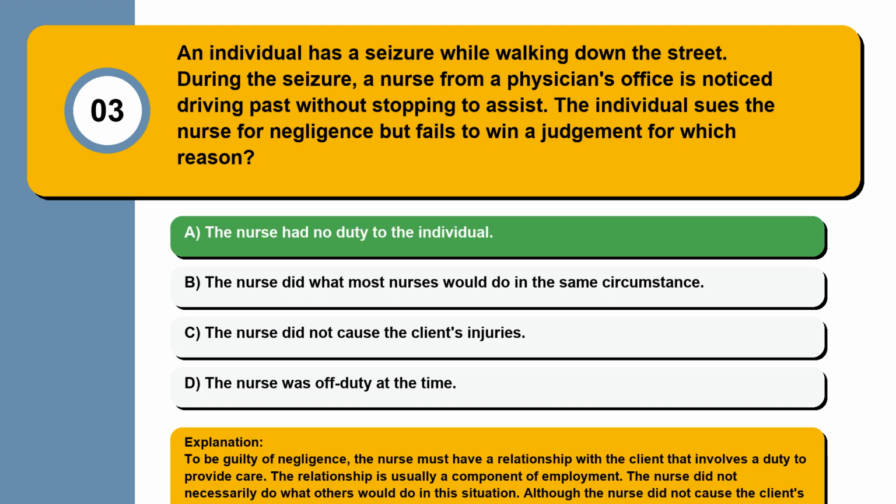To be guilty of negligence, the nurse must have a relationship with the client that involves a duty to provide care. The relationship is usually a component of employment. The nurse did not necessarily do what others would do in this situation. Although the nurse did not cause the client's injuries, it does not prevent the nurse from assisting in this situation. Although the nurse was off duty, the nurse could have assisted if motivated to do so. Cognitive level, understanding; client need, management of care; integrated process, nursing process, implementation; content area, fundamentals.